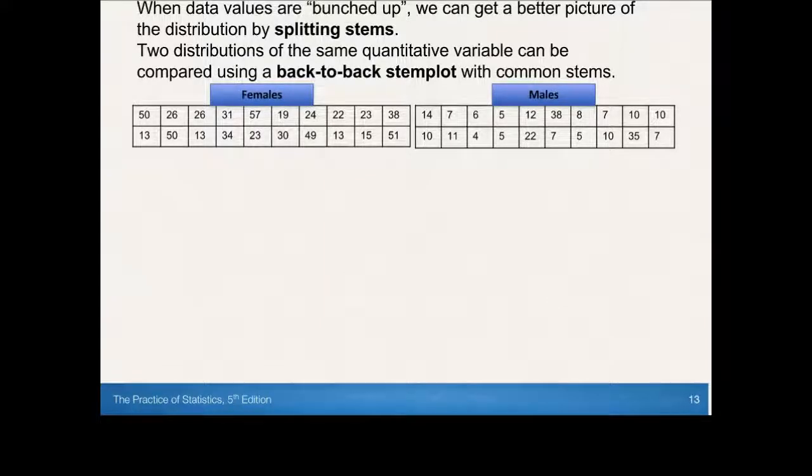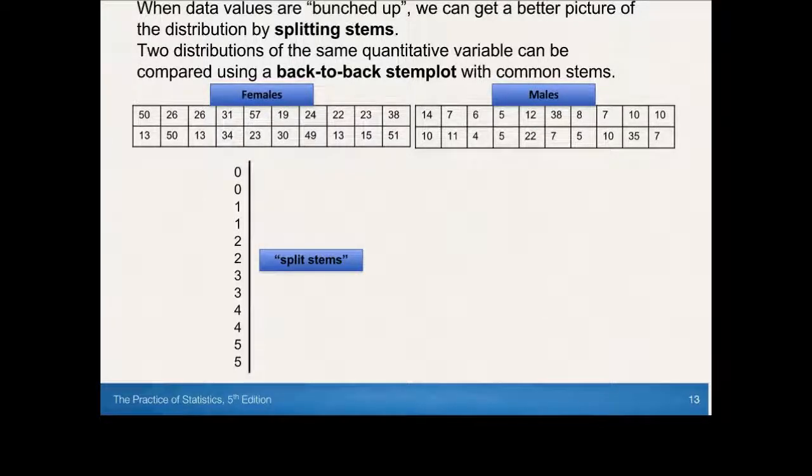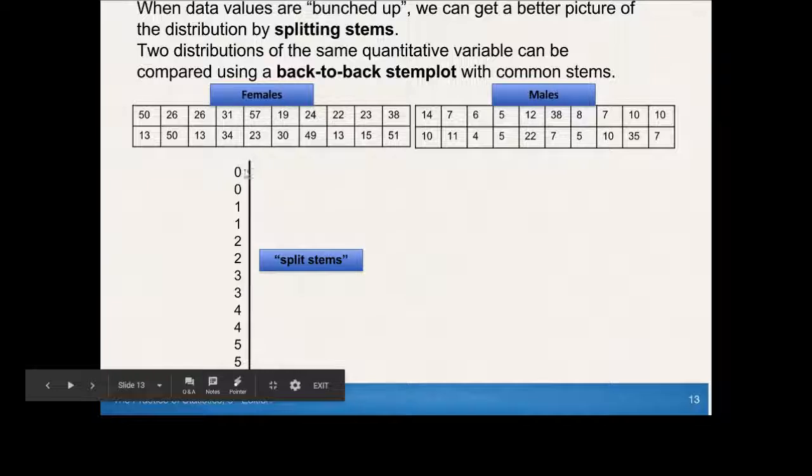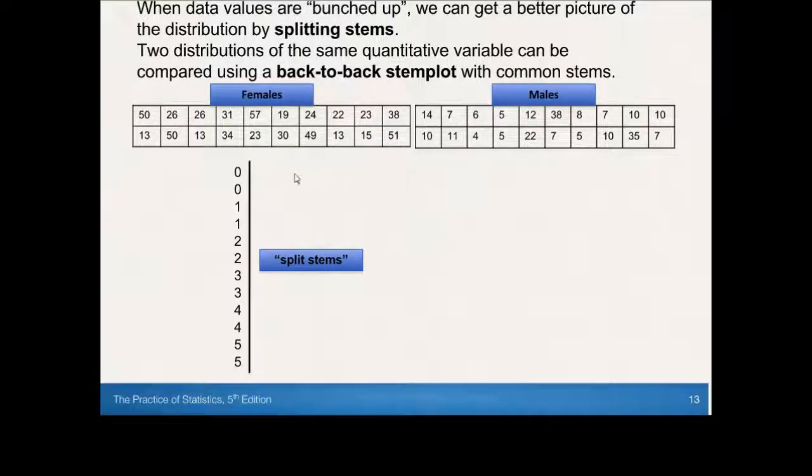So let's take a look at this. So we have males and female respondents here, and this is the same number of pairs of shoes. And so first we split the stems. The reason why they did this is because there is so much data that the leaves would end up really long out there. So we're just going to split them up a little bit.